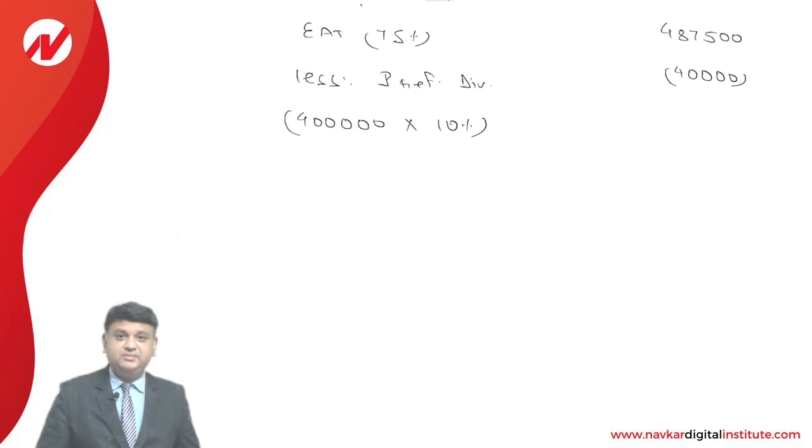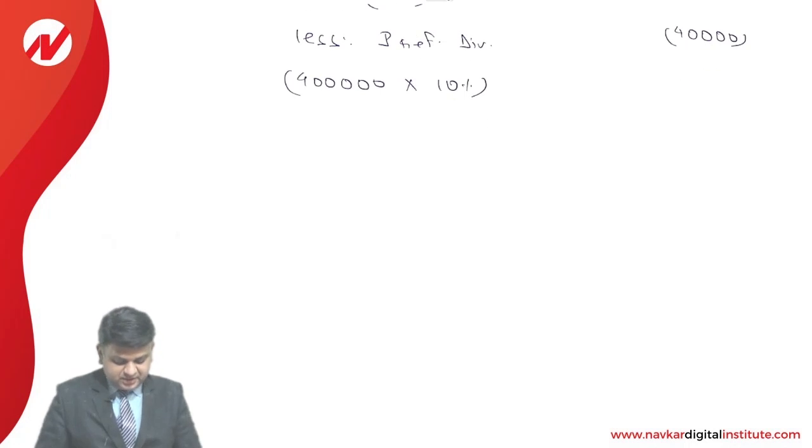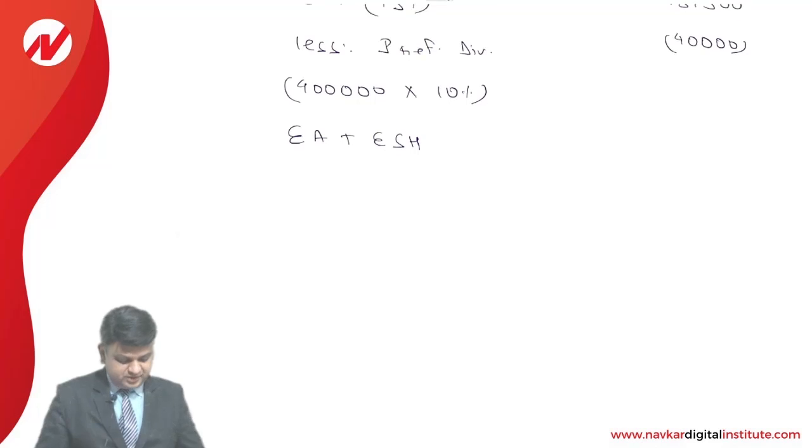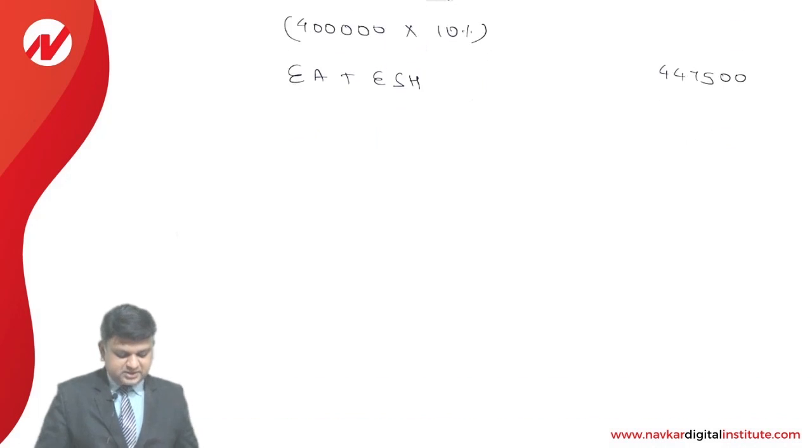Earning after taxes minus preference dividend will give us earning available to equity shareholders. So 4,87,500 minus 40,000 is 4,47,500. The same will be divided by the number of equity shares.